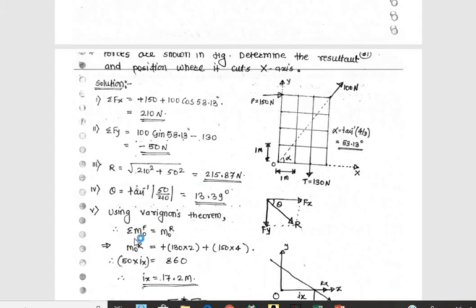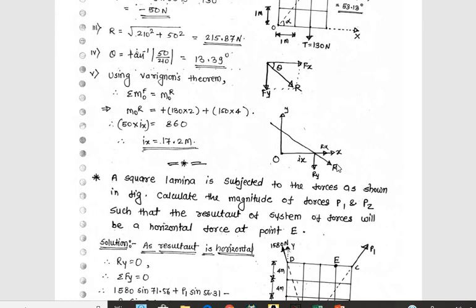Now use the Varignon theorem. What Varignon theorem says is that the summation of moments of forces about O is equal to the moment of their resultant. Okay, so the moment of resultant is equal to 50 into Ix, is equal to 130 into 2 plus 150 into 4. So it comes up to be 860. Therefore, Ix is equal to 17.2. It cuts where Ix and its resultant Rx, Ry.